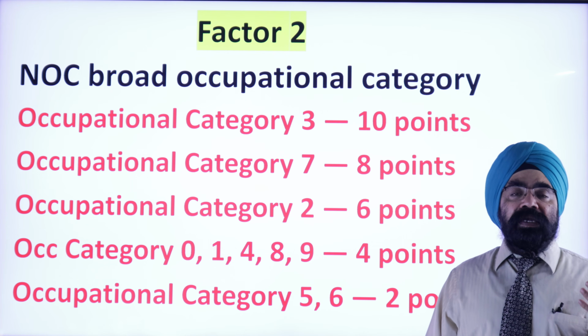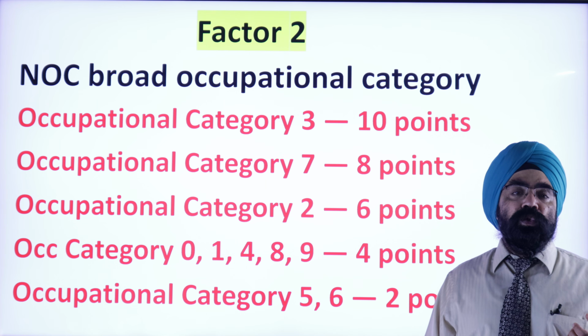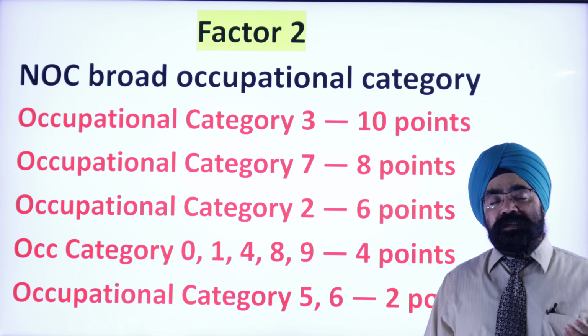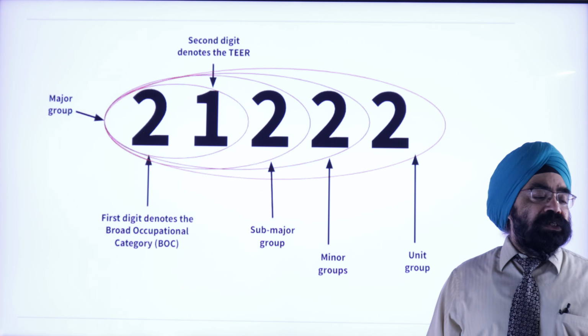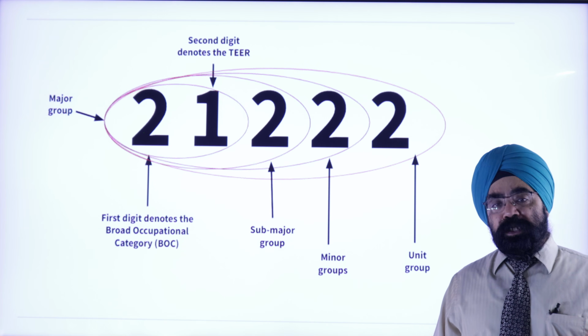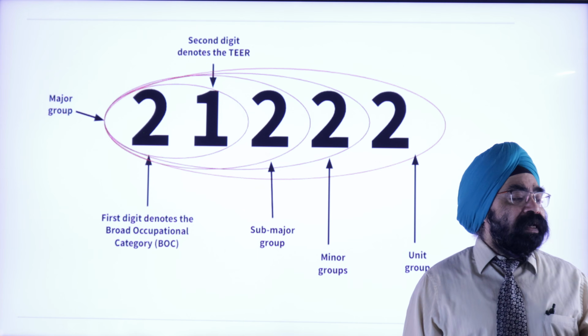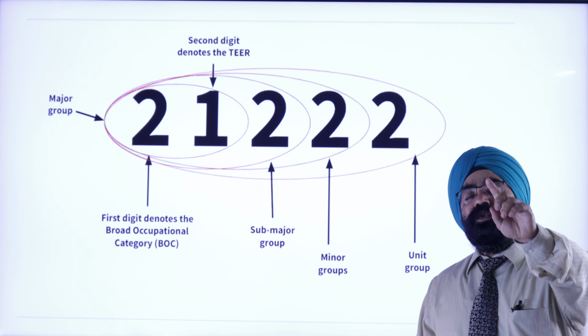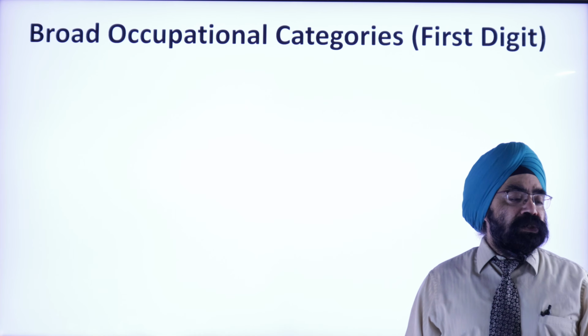Now I am showing an example of a NOC code 21222, systems information specialist. So this is the NOC code. You can see the first digit is your BOC, broad occupational category. Here the category is 2, you get 6 points. The second digit is your tier. Tier is 1, you get 9 points. So this is how the calculation is done.